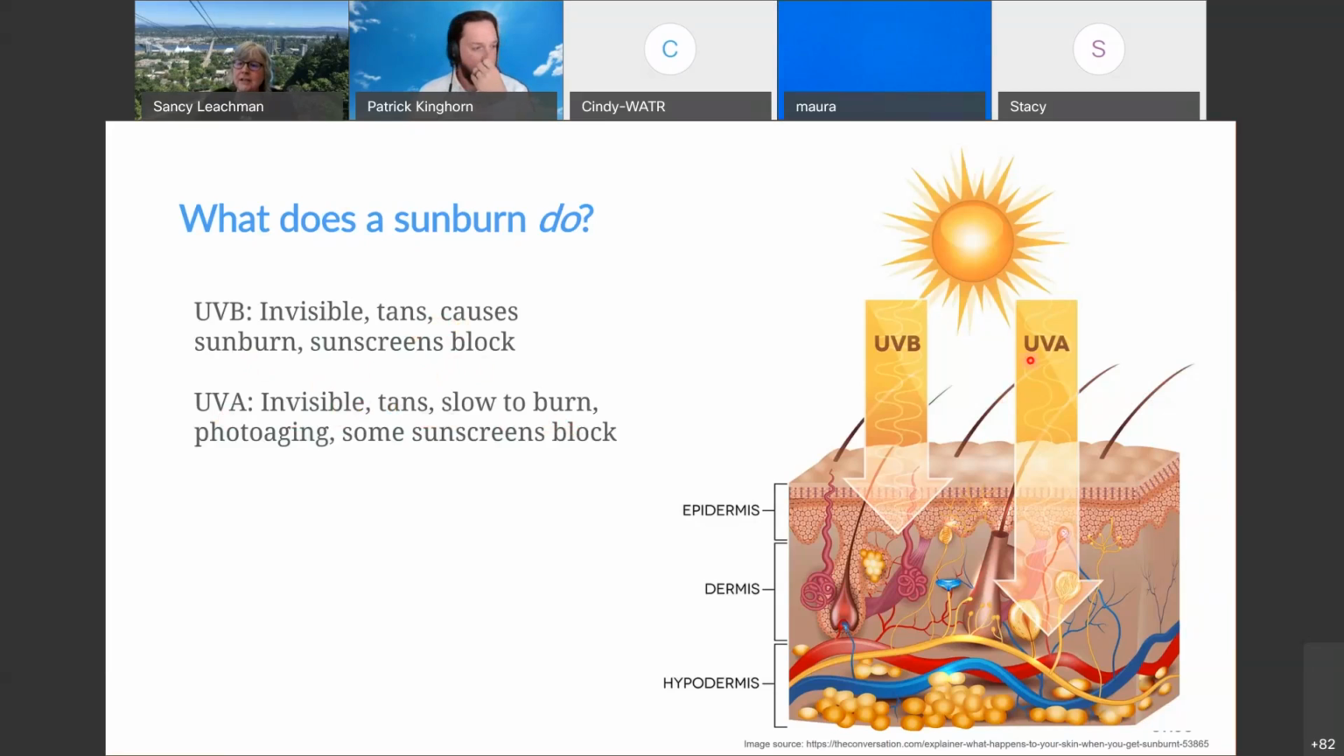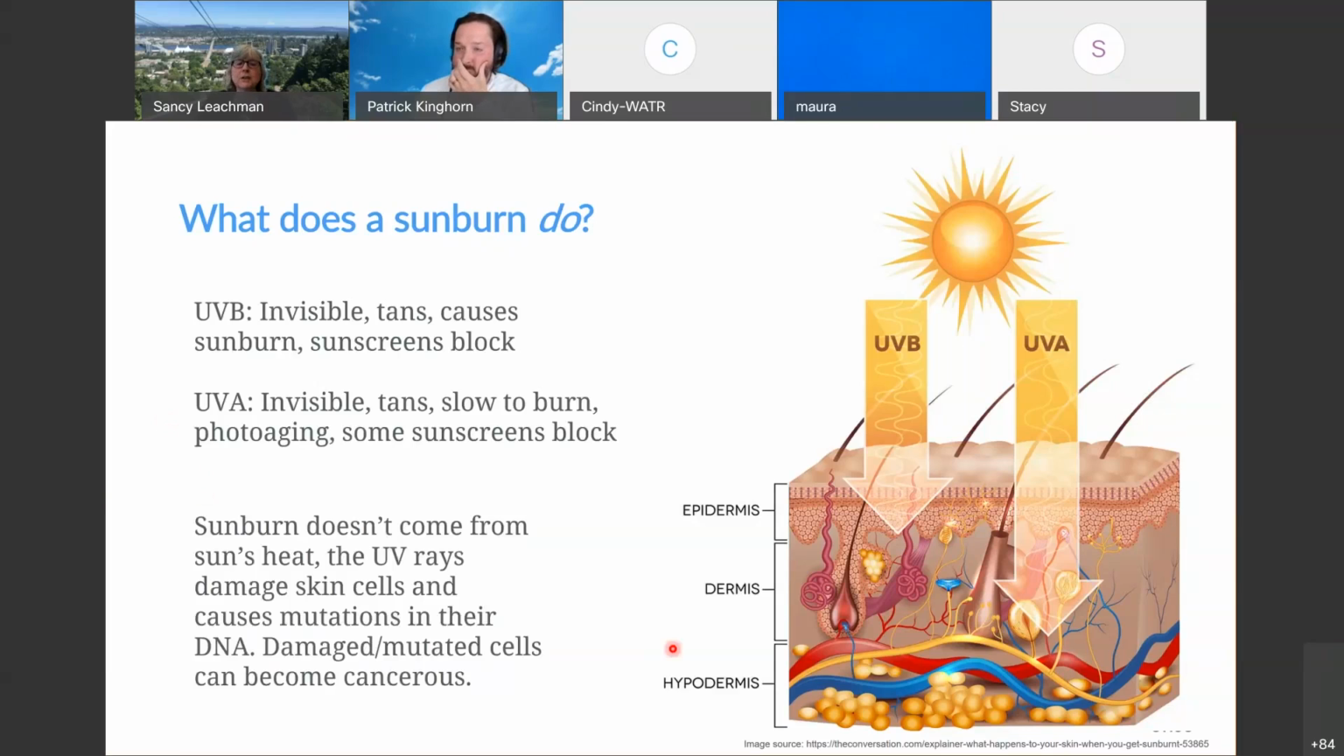But you can see it goes deeper into the skin and damages the dermis, and that's what causes wrinkles or photoaging. Now, some sunscreens block UVA, but not all sunscreens. You have to look for the ones that block UVA.